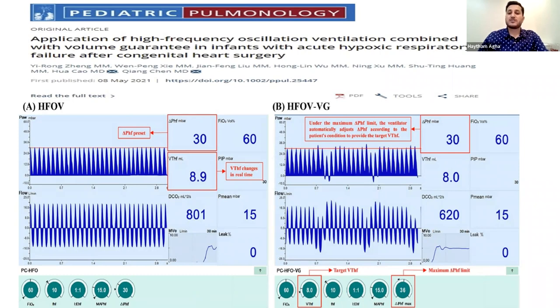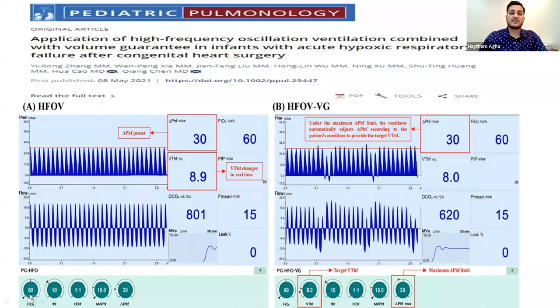High frequency oscillatory ventilation demand on giving target tidal volume to the patients on high frequency, and give the maximum delta P for this patient, and the machine will adjust the actual delta P to give the desired tidal volume.